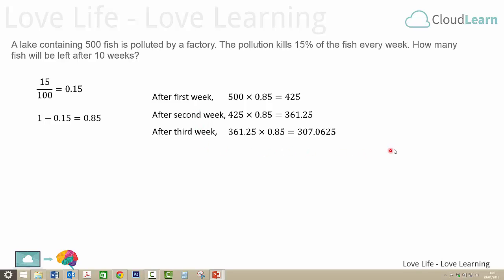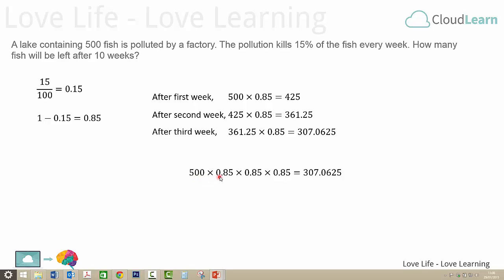Imagine how much work we would have if the question had asked us to work out how many fish were left after a year, 52 weeks. Surely there's a quicker way of doing this. Well, in actual fact there is. What we can do is look at the fact that we're actually multiplying by 0.85 3 times for these first 3 weeks. So let's get that in perspective.